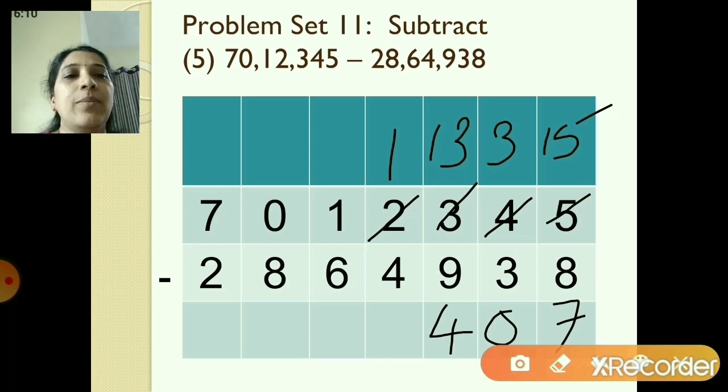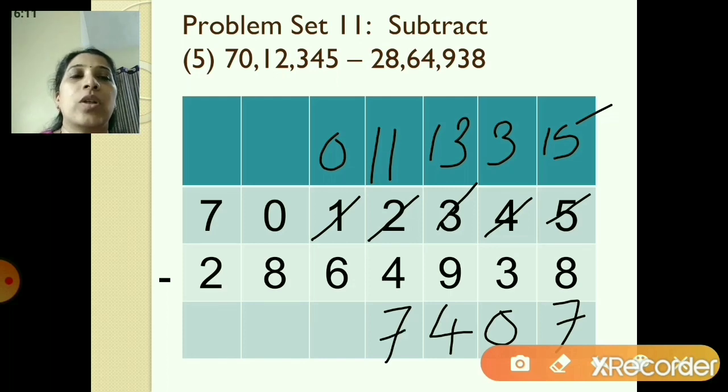Then 1 minus 4, you cannot subtract 1 from 4. So what are you going to do? Again you are going to borrow 1 from the 10,000s place. So it will be 0. And in the thousands place it will be 11. So 11 minus 4 is 7.